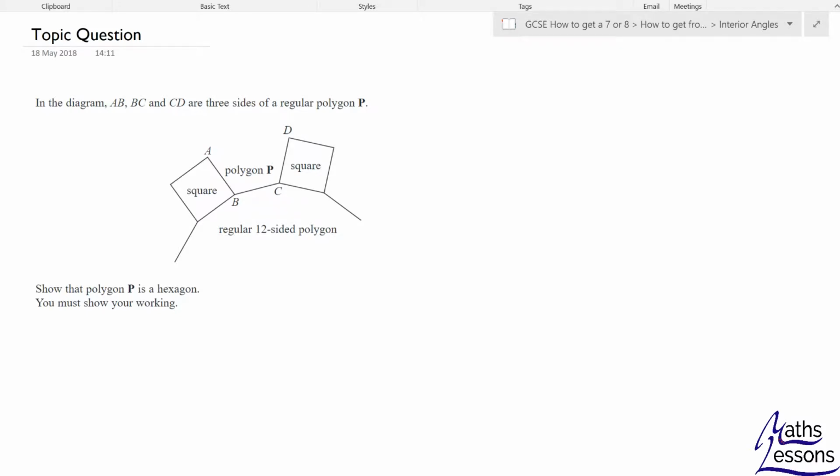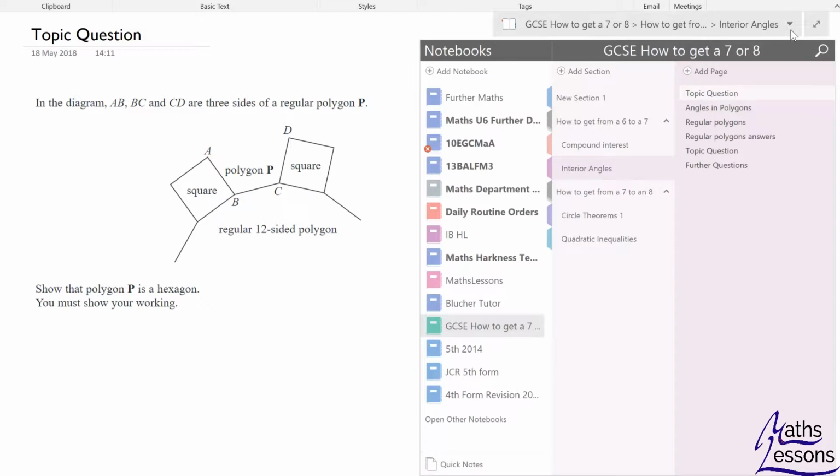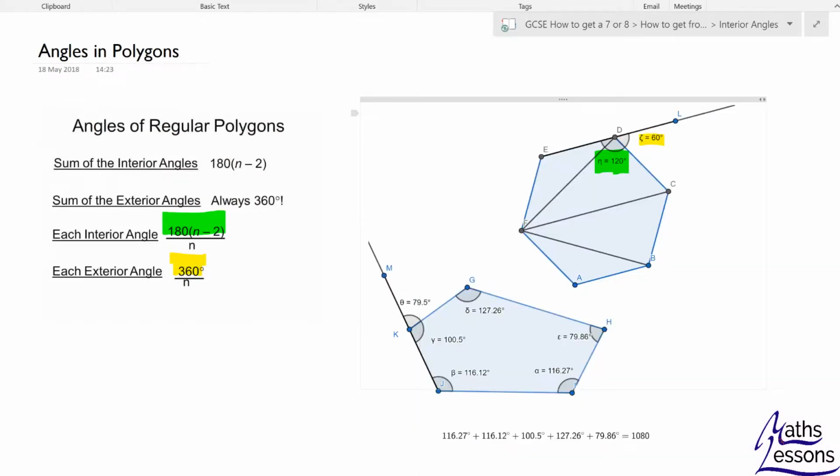So this is the next question that the 6 to 7s struggled with on the exam that they did last week. It's a regular polygon question. That's the problem they struggled with, and we're now going to look at all the building blocks to getting to that answer. So the key thing you need to know is these formulas for the angles of regular polygons.